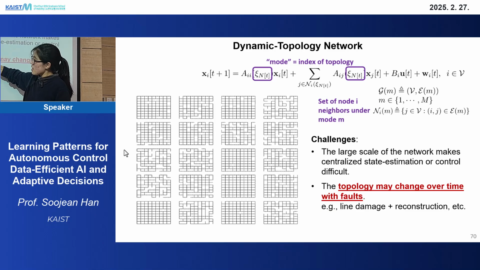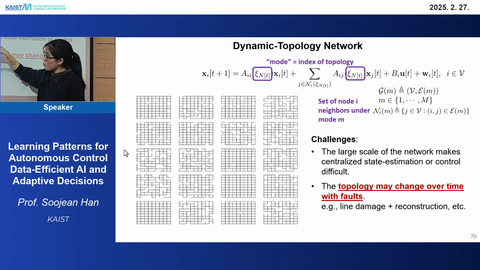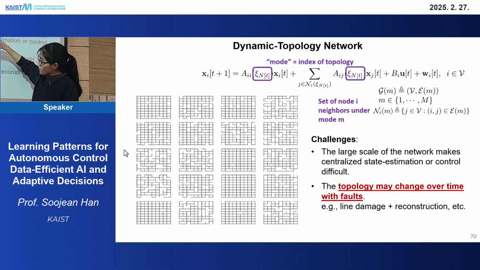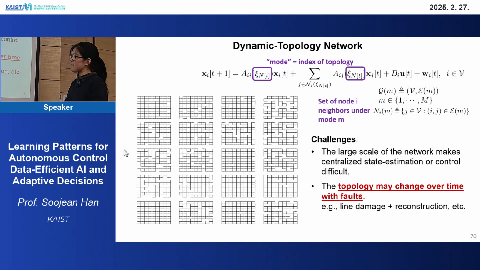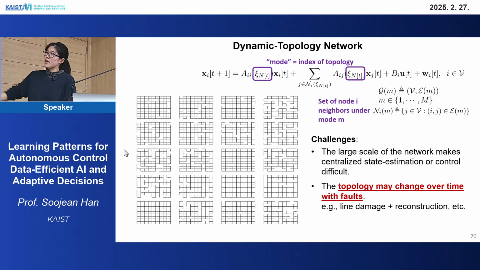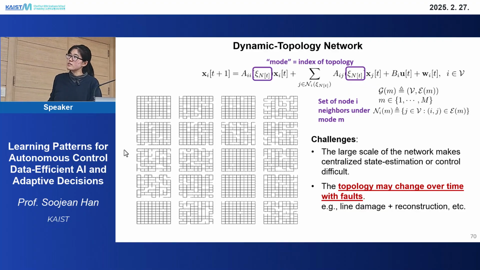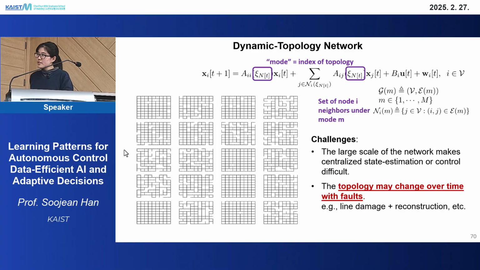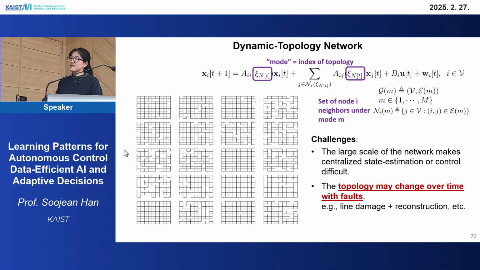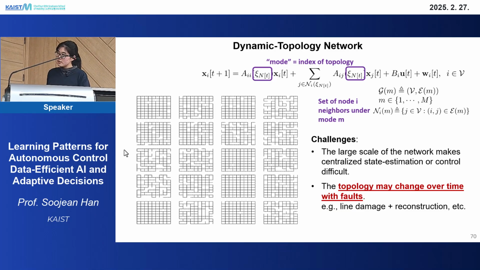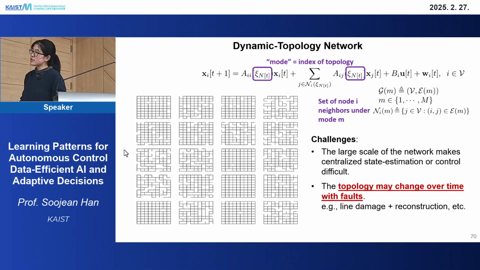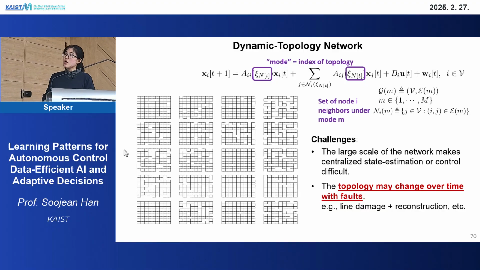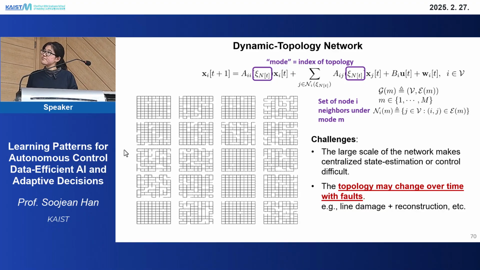So for example, in this 10 by 10, 100 subsystem grid, we might experience random link failures, and so the topology of this grid might change over time. And by our observation, we might think that one of these 20 modes might happen. So there are two challenges. First is the large scale of the network makes centralized state estimation or control difficult. And the second is, as I've mentioned, the topology might change over time due to these faults. So in that case, how do we maintain disturbance rejection and how do we control the system?